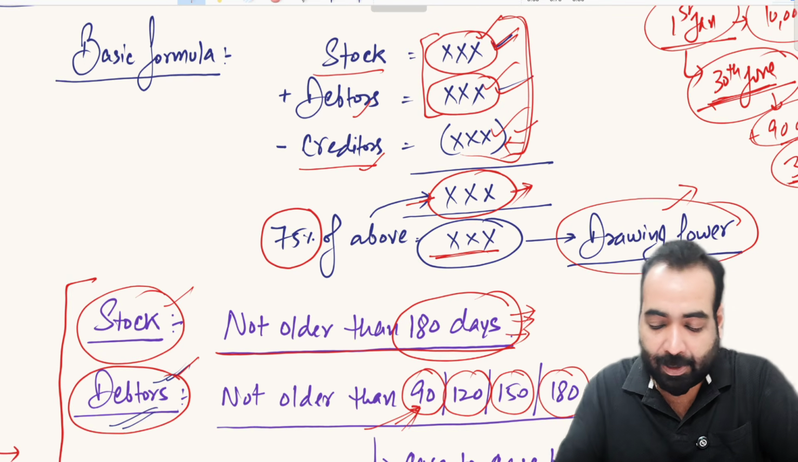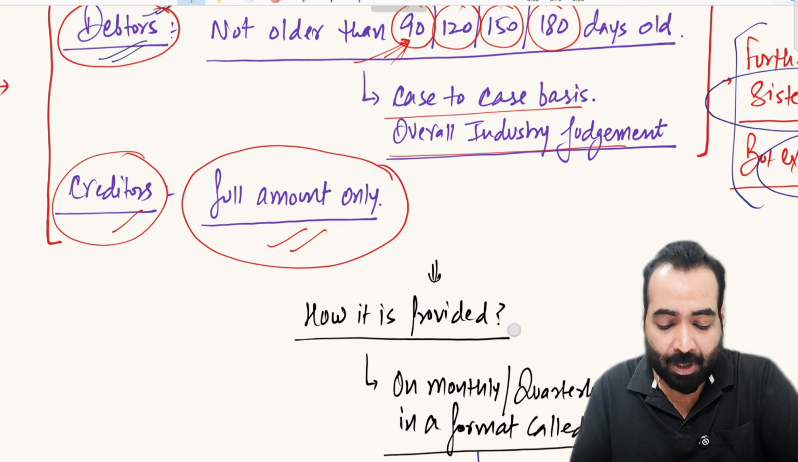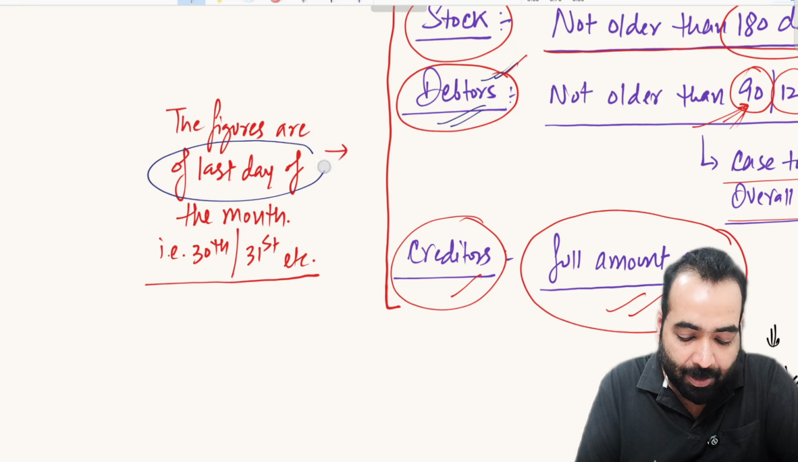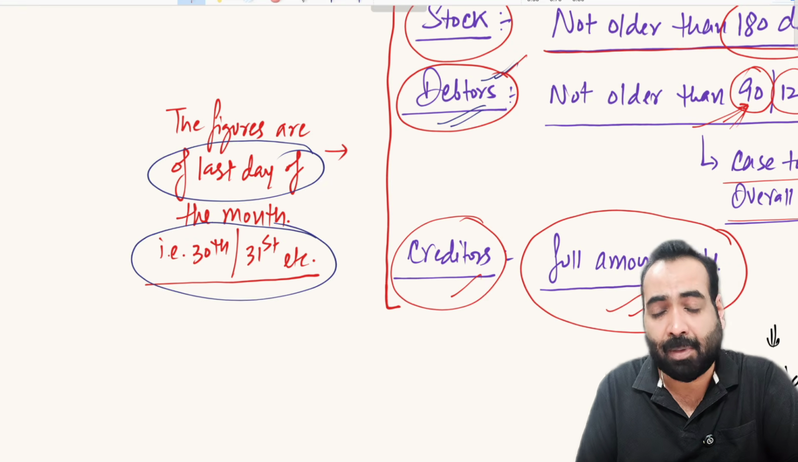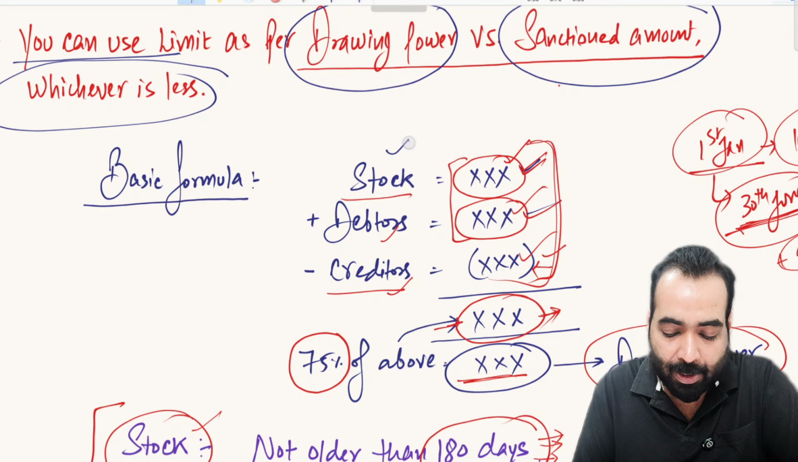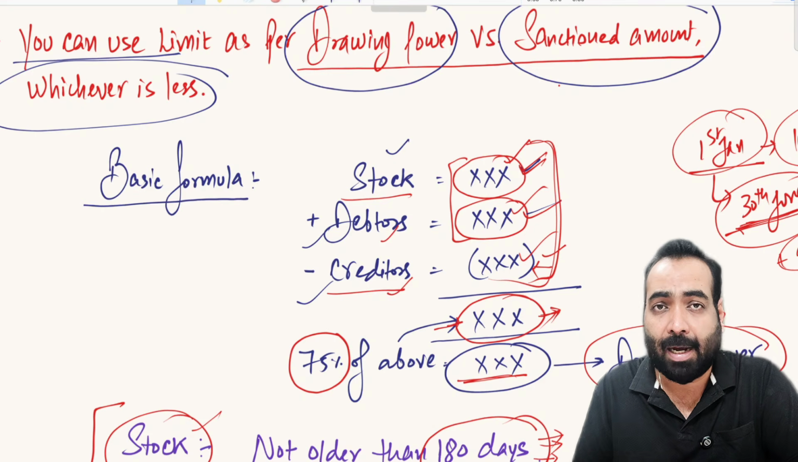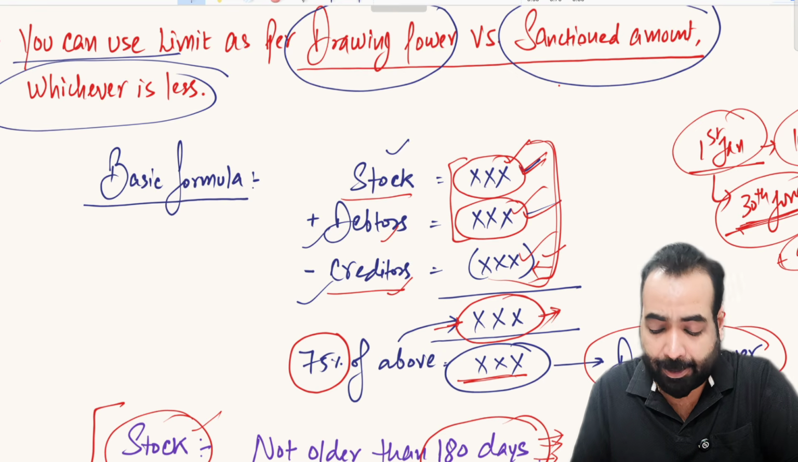So the banks have decided to take a stand here. They are taking these figures on the last day of the month. On the 30th or 31st of the month, you have to declare your stock, debtors and creditors figures at the end of the last day of the month, right?